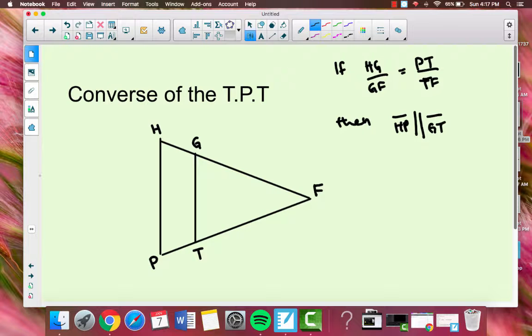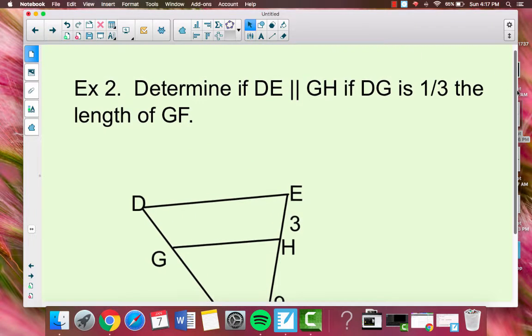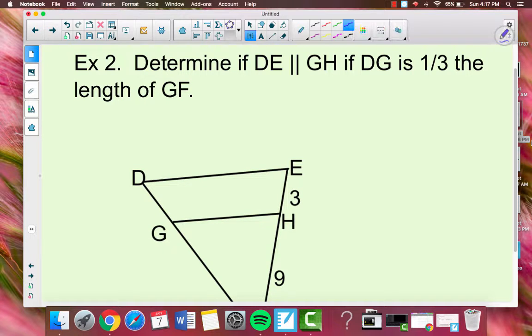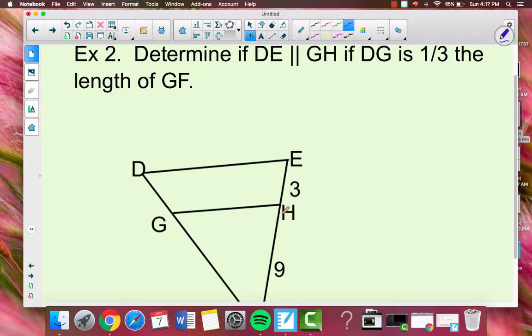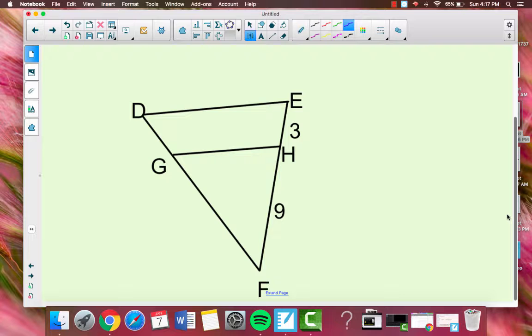All right, so there's no difference really in the concept. It's just backwards. It just all depends on what the problem is asking you. So for example, this particular problem would tell you some information about the side lengths, and they want to know, is DE parallel to GH? So in the end, your answer is going to be yes, it's parallel, or no, it's not. So let's look at our picture and what they give us. So they tell us EH is 3, and they tell us HF is 9.